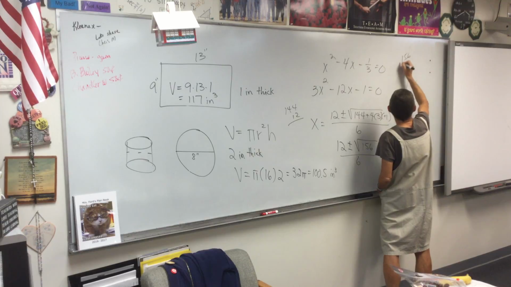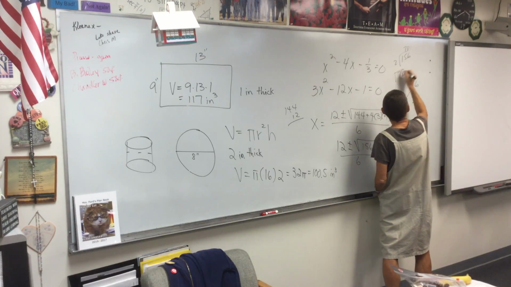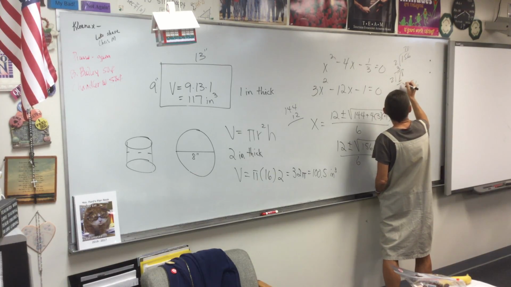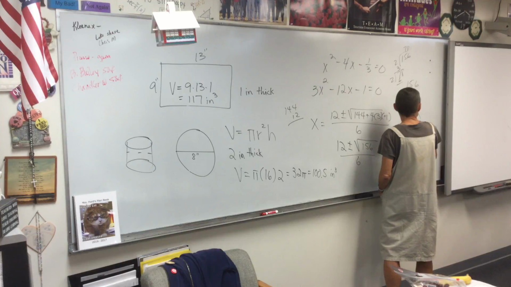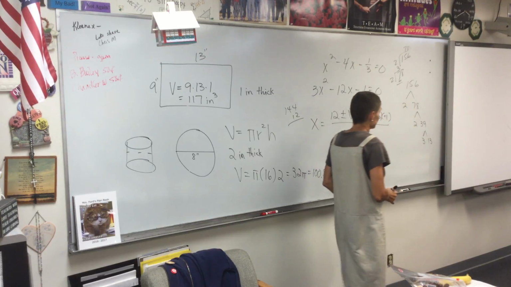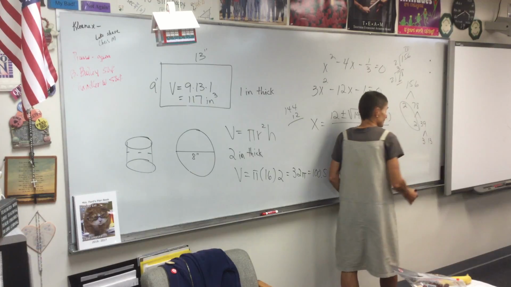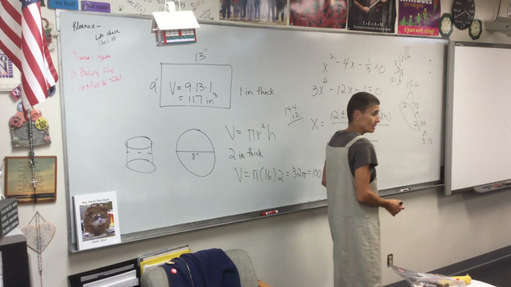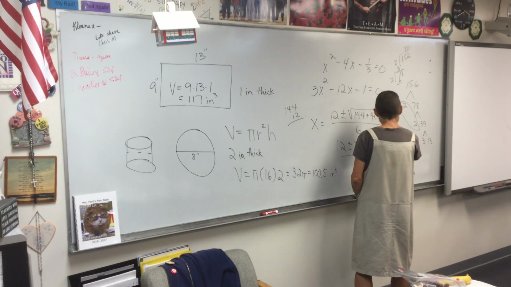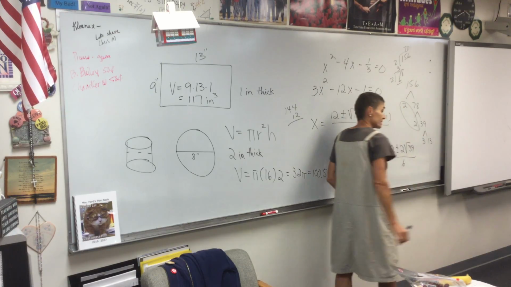I'll divide it by 2. 78, 2 times 78. 78 divided by 2 is 39. And 39 is 3 times 13. So I got 2 2s. So I've got 12 plus or minus 2 root 39 over 6.